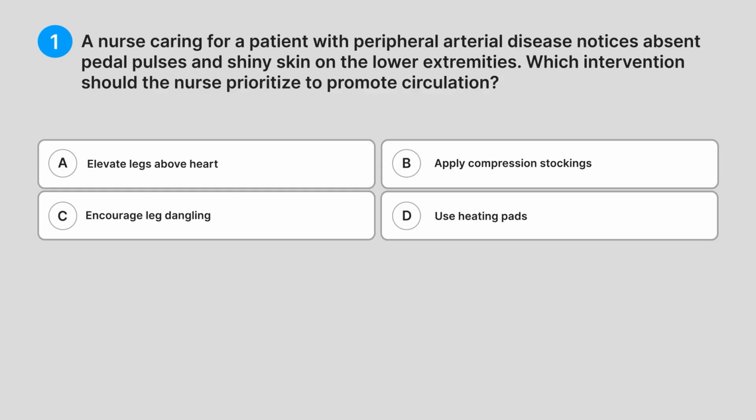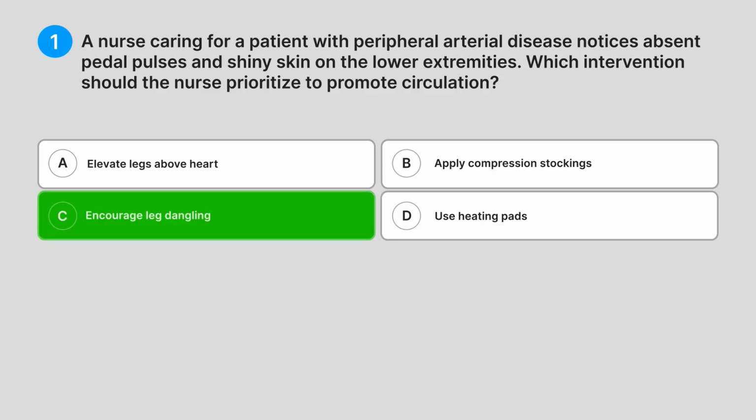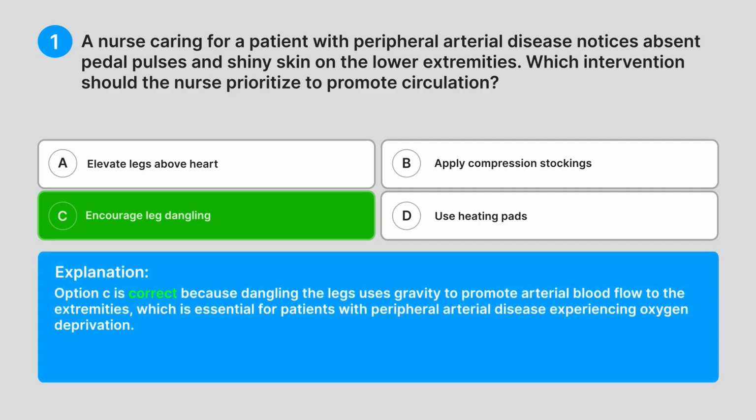Correct answer, C. Encourage leg dangling. Explanation. Option C is correct because dangling the legs uses gravity to promote arterial blood flow to the extremities, which is essential for patients with peripheral arterial disease experiencing oxygen deprivation.